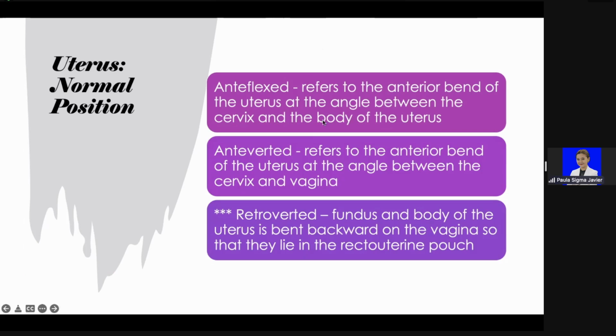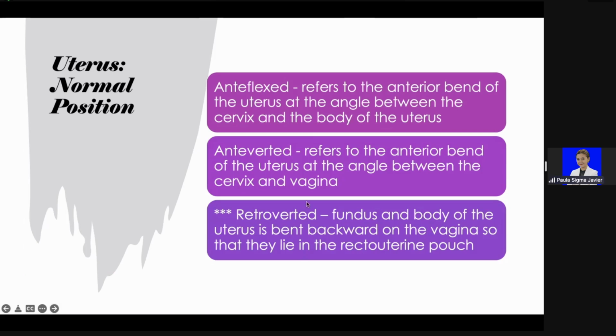So for anteflexed, it refers to the anterior bend of the uterus at the angle between the cervix and the body of the uterus. Always remember that for anteflexed, we are referring to the angle between the cervix and the body of the uterus. For anteverted, it refers to the anterior bend of the uterus at the angle between the cervix and the vagina. So for anteverted, it's the cervix and the vagina. Okay.